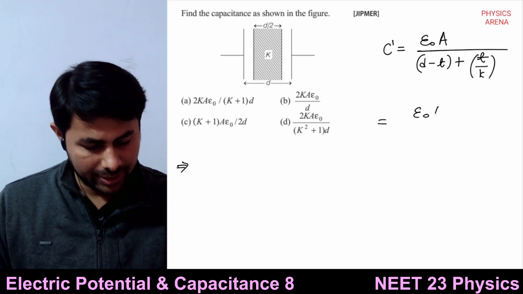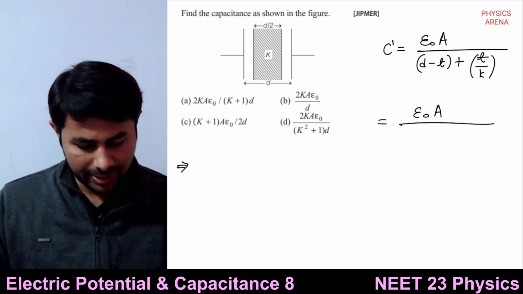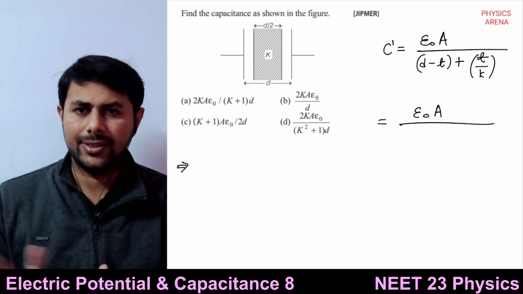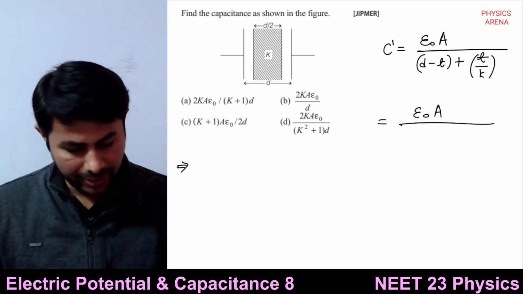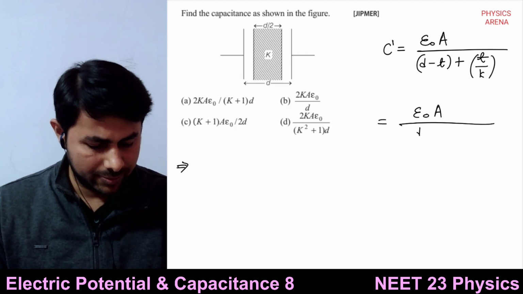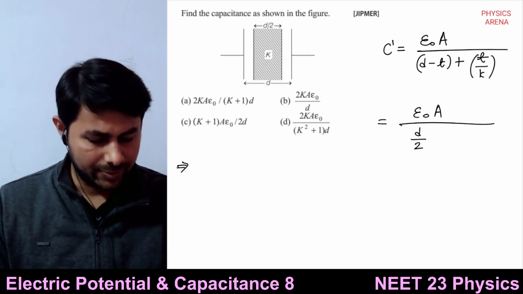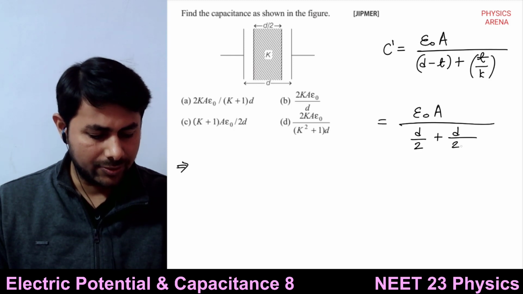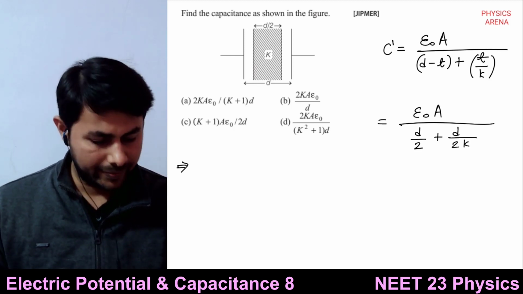It is epsilon naught A divided by d minus t. How much is d minus t? So t is equal to d by 2. Okay, so it is d minus d by 2, that is d by 2, plus you have t by K, which is d by 2 divided by K.